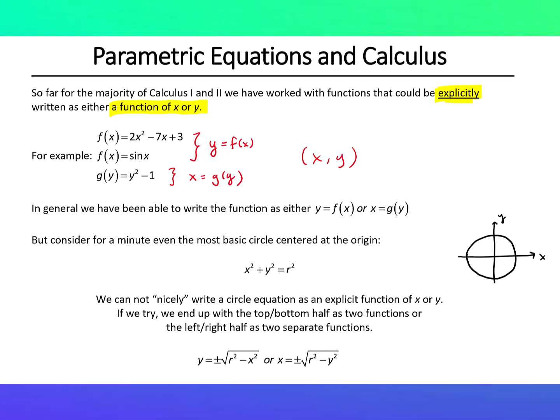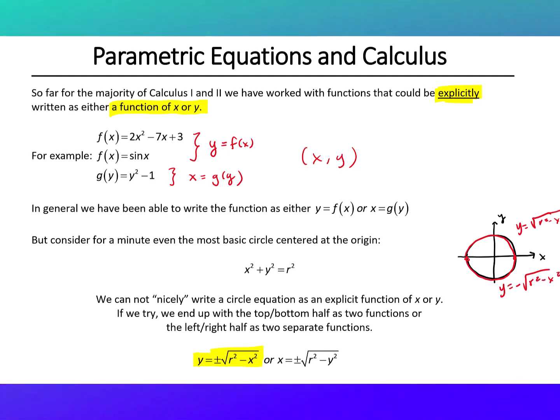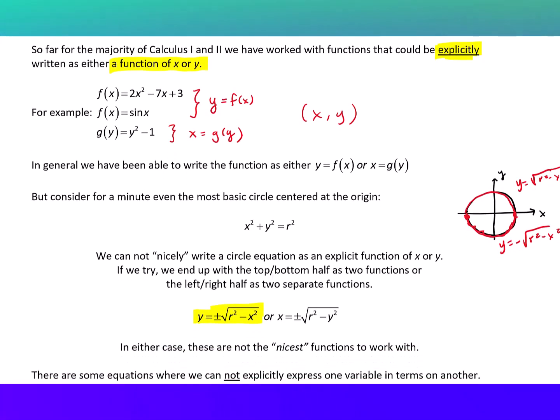Now, of course, we could split it up. If we solve for y, the top half of this circle would be y equals the positive square root of r squared minus x squared, and then the bottom half of this circle would be y equals the negative square root of r squared minus x squared. So we could write it as two separate functions, split into two pieces so that it would pass the vertical line test, and then we could work with it. But in either case, these are not the nicest functions to work with.